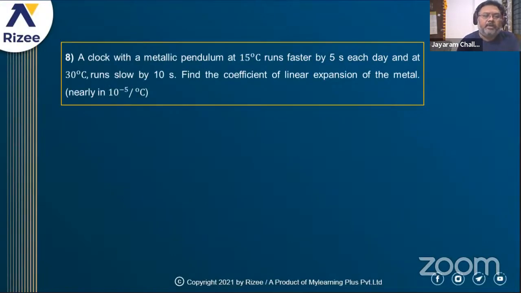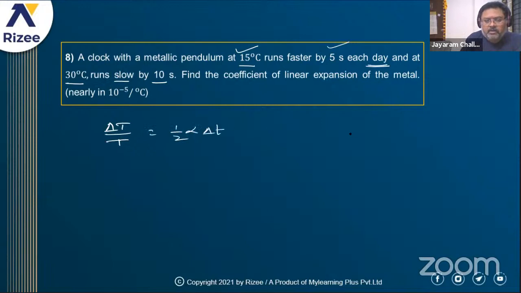A clock with a metal pendulum at 15 degrees runs faster by 5 seconds each day. This is the important one. And at 30 degrees, it is slow by 10 seconds. The coefficient of linear expansion is asked. So the fractional change in the time period can be written as half alpha into delta T. This would be okay if it were not a day. Since it's a day, you need to write for the day also, 86,400 seconds.